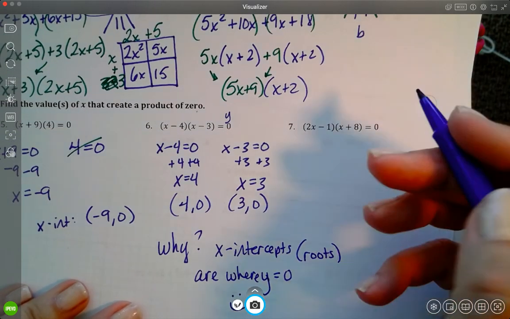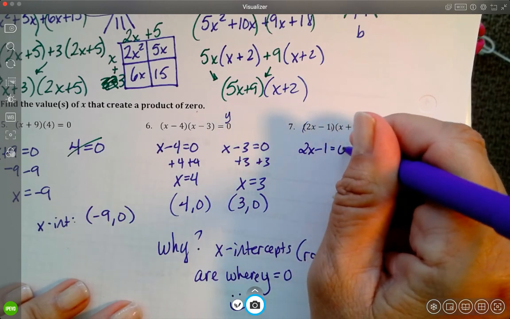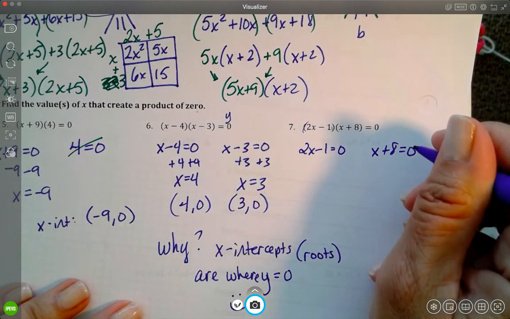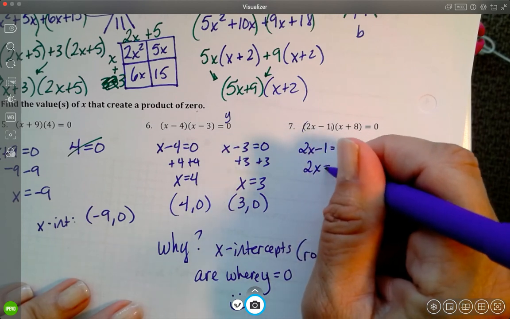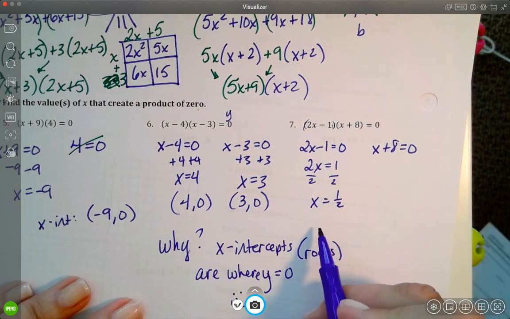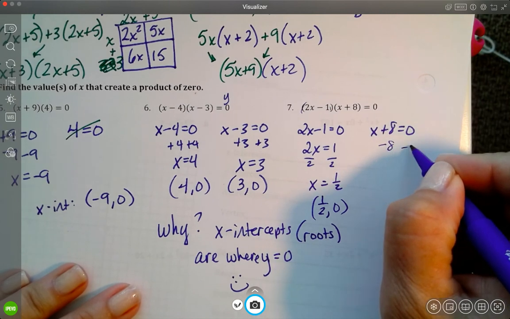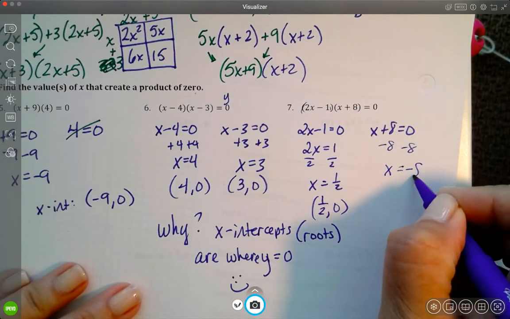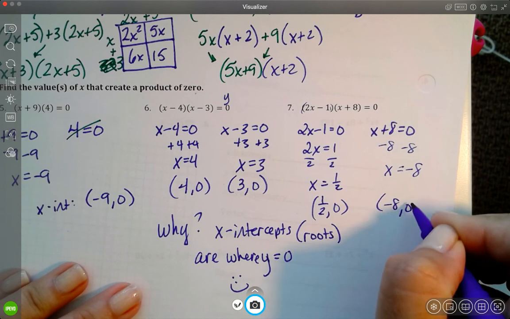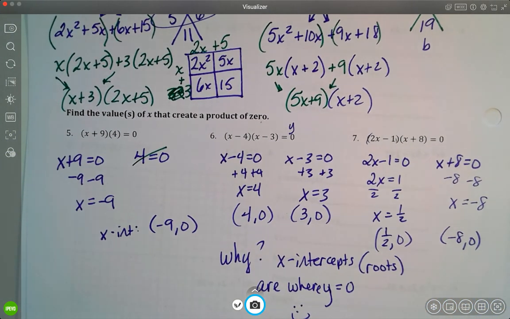All right, here I have 2x minus 1 equals 0 or x plus 8 equals 0. So I have 2x equals 1, x equals 1/2. Okay, so one of my x-intercepts is 1/2, 0. And the other x-intercept is -8, 0. Okay, so later on, when you're asked, what information does a factored form of a quadratic give you? Well, one thing that you can easily find is x-intercepts.